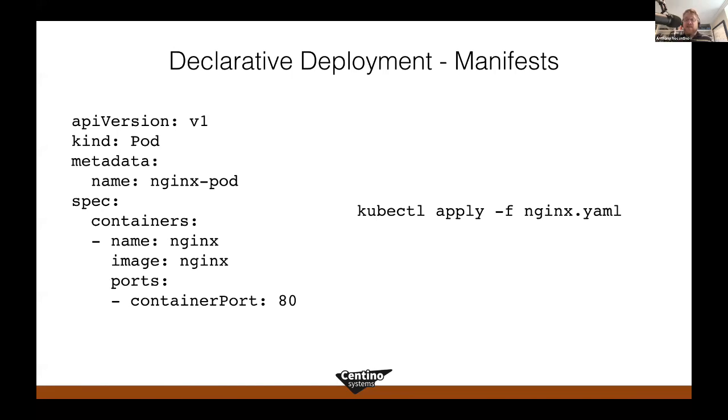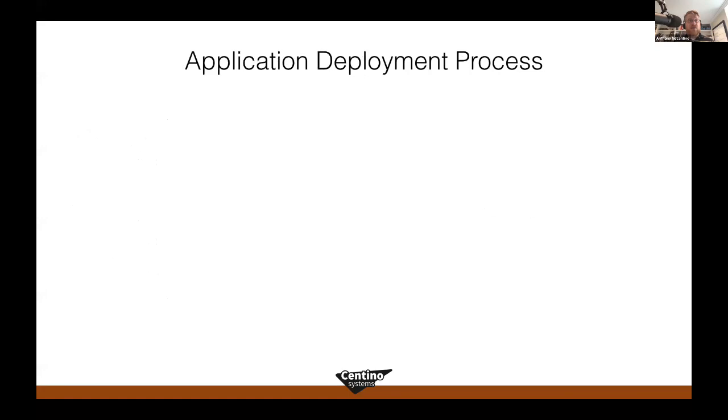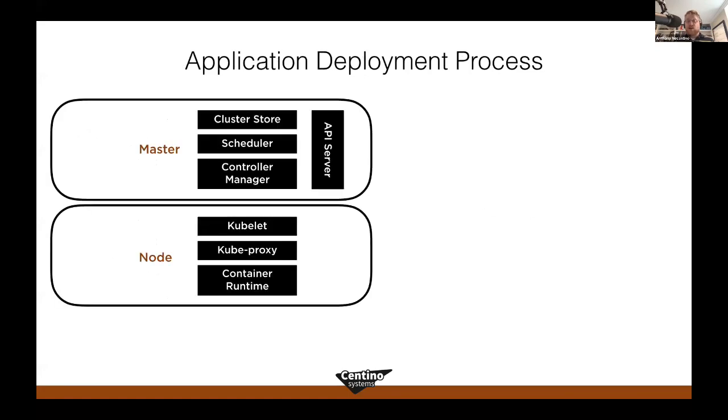We're going to apply this configuration -f from file. So we save all of this stuff into a YAML file, nginx.yaml, and that goes into the API server and is deployed inside of our cluster. And so let's walk through the process of what Kubernetes does when I say, hey, kubectl apply and do this thing.